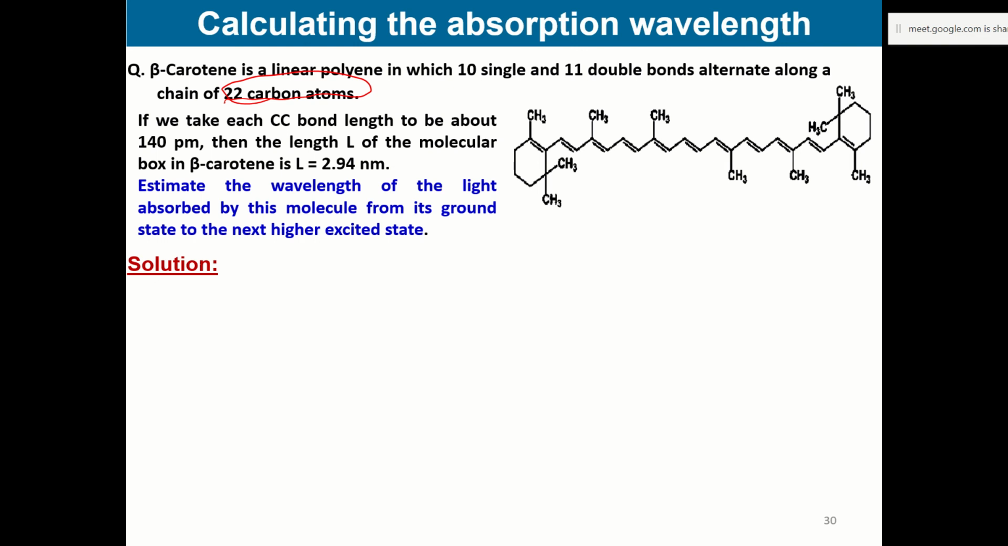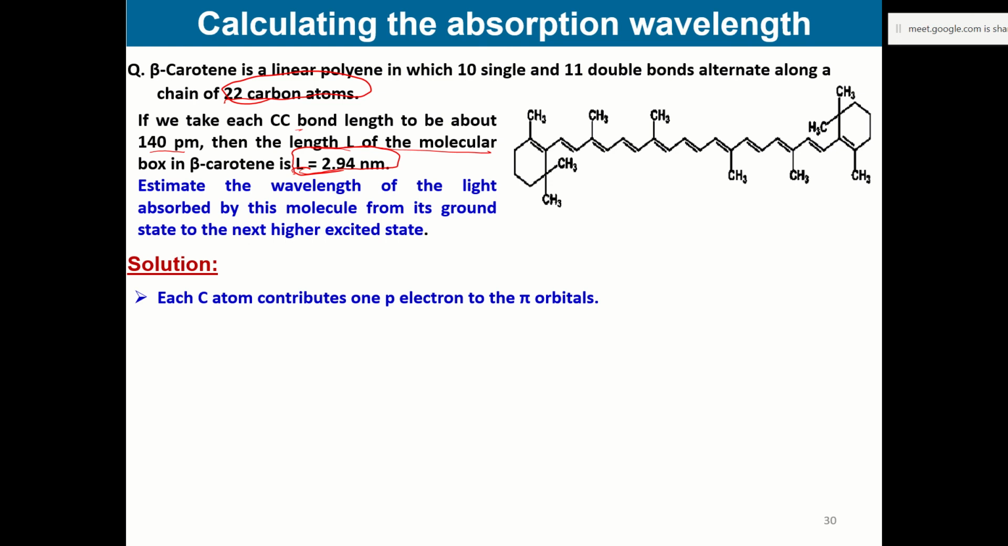So the length of the molecule, with a CC bond length of 140 picometers, you can treat as the length of the molecular box, and you can calculate it to be 2.594 nanometers. Now you have to calculate, if it is in the ground state and you want to excite it, what is the energy and the wavelength of light that you require. So how will you calculate?